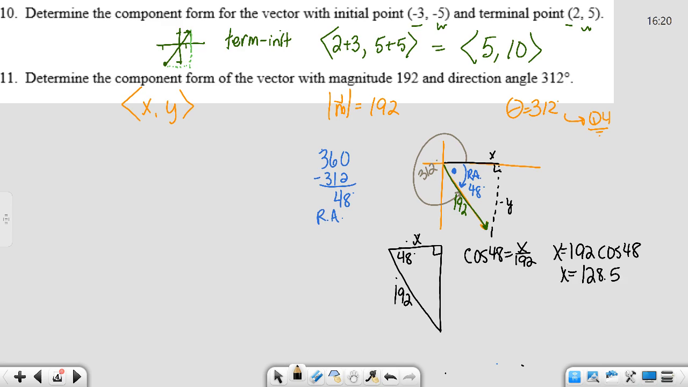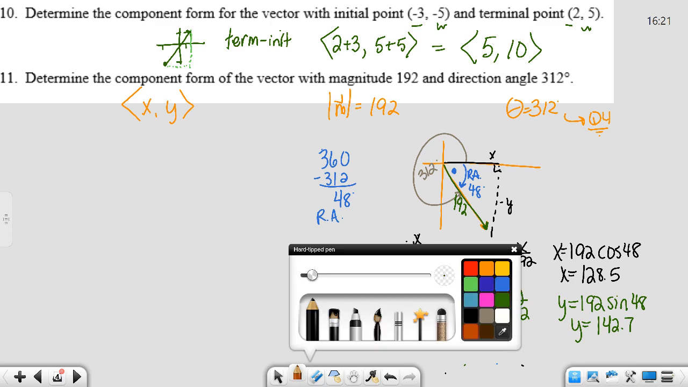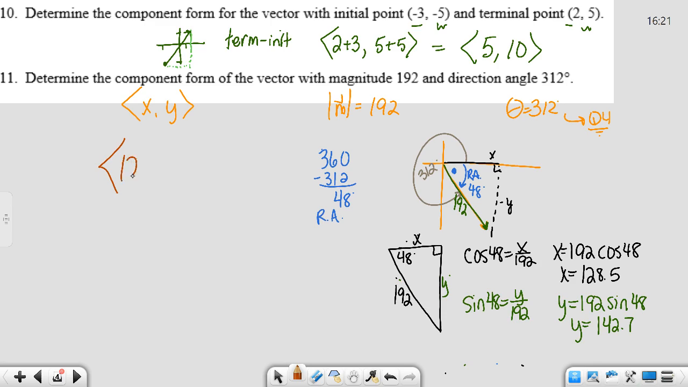There we go. All right, now let's check for our sine value. I need my y. So in order to find sine, we're going to use the opposite over hypotenuse. So sine of the angle, 48 degrees, is y over 192. Therefore, y equals 192 times sine of 48 degrees, which is 142.7. Okay, so we have found both of our components. I know that the x is 128.5 and the y is 142.7.